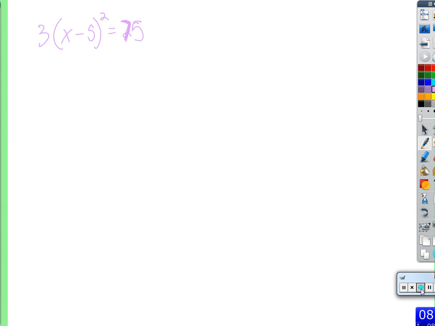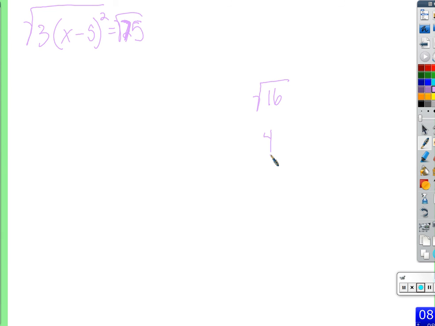Okay, so a couple things here. We could take the square root right now. But I think you don't realize what that means. When you take the square root of something, like the square root of 16, what's the square root of 16? 4. Why? Because 4 times 4 is 16.